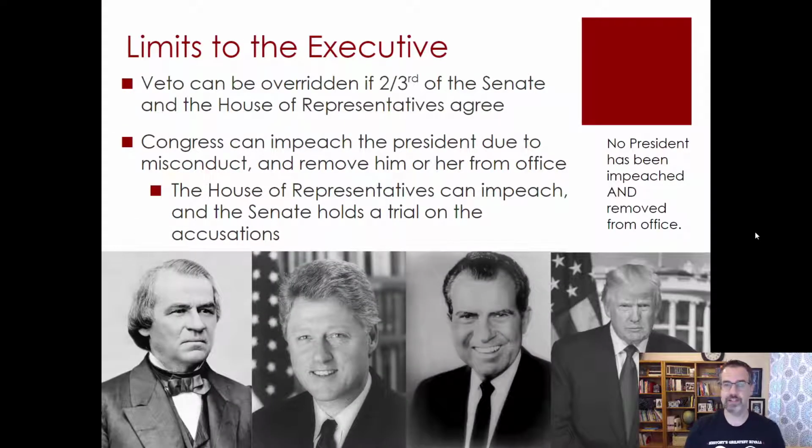There are some limits to the president, to the executive branch. So if a president does veto a bill, the Congress can override the veto if 2/3 of the House and 2/3 of the Senate approve that bill. Then it would override the president's veto. The Congress can also issue articles of impeachment against a president and other officials in the government for misconduct and remove him or her from office.